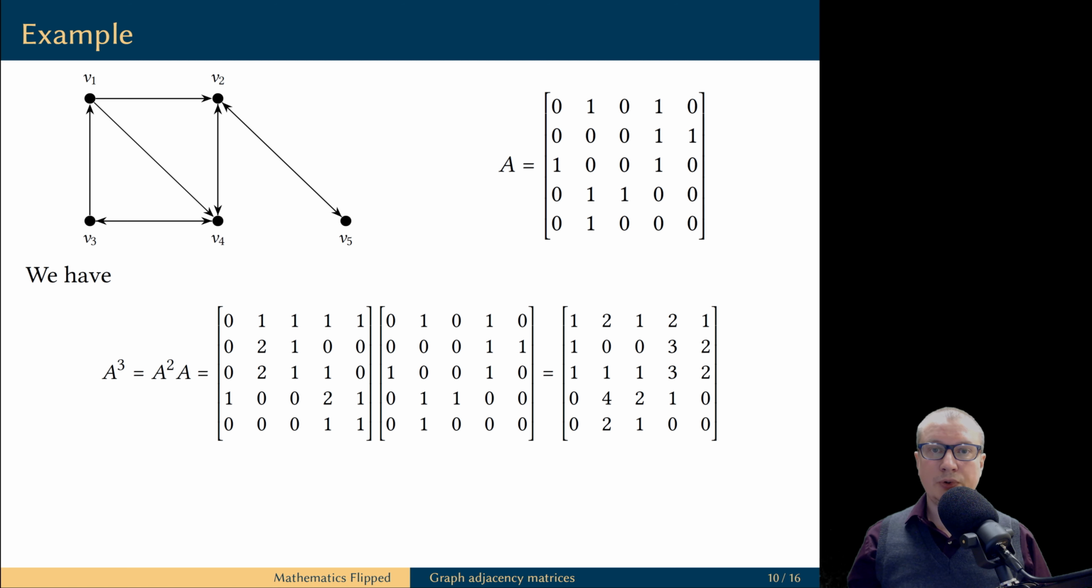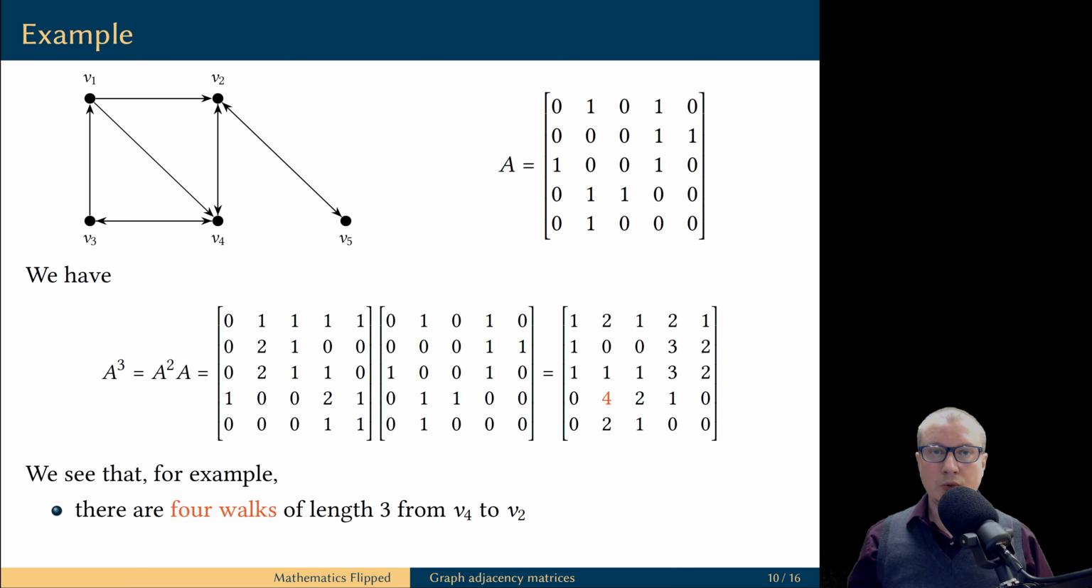For this, we need to compute the cube of the adjacency matrix, and to do it, we take our previous computation, we know what the square of A is, and we multiply this matrix by another copy of the matrix A. Looking at this matrix, we can conclude that, for example, there are 4 walks of length 3 from V4 to V2, and there are no walks of length 3 from V5 to V5. Now, you should be able to see the power of this method because looking at walks of length 3 might be quite cumbersome even for this small graph with only 5 vertices.